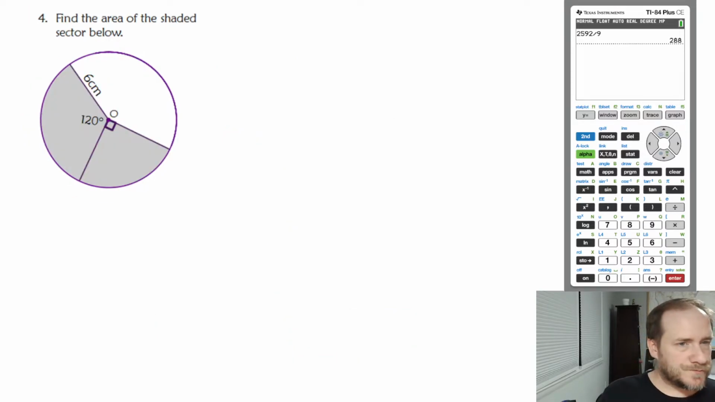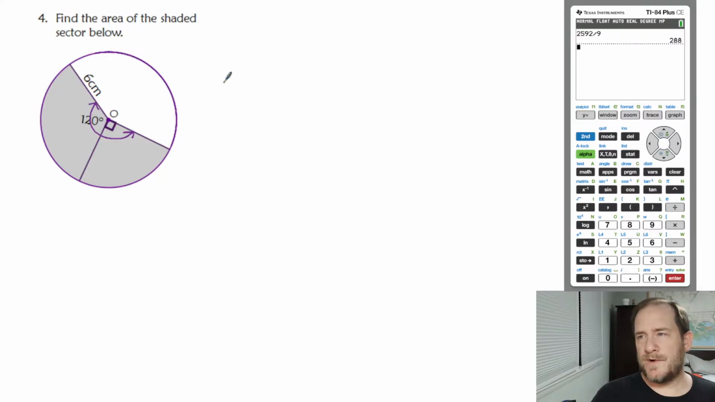So here's 4. 4 is only different in that you have to do a little bit of work to figure out the central angle for yourself. And by a little bit of work, I mean just a tiny bit. It's really not that bad. But we're going to use the same formula. Our area is going to be arc measure over 360 times pi r squared.